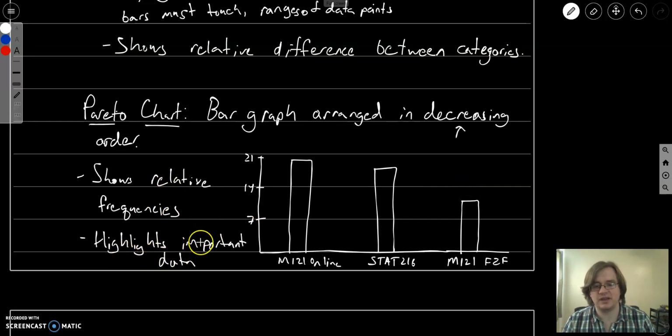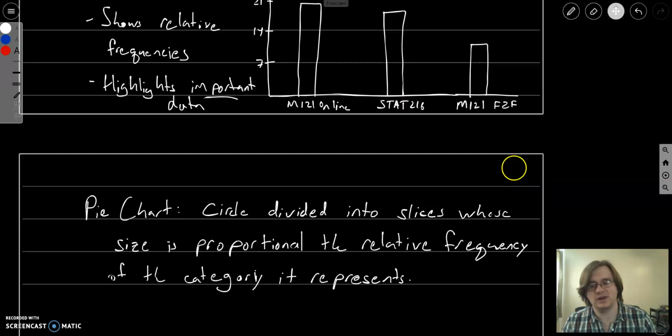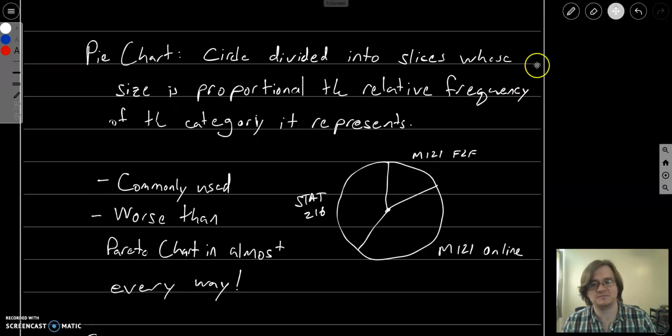And by arranging it in decreasing order, it highlights the important data. So in particular, if there were many more categories here, the first several would be the ones with the most things in it, the highest frequency. The ones furthest to the right are going to be the ones with the fewest things in that category, the lowest frequency. So it's easier to identify which ones have the most and which ones have the least when they're arranged in order. Now I want to compare a Pareto chart to a pie chart.